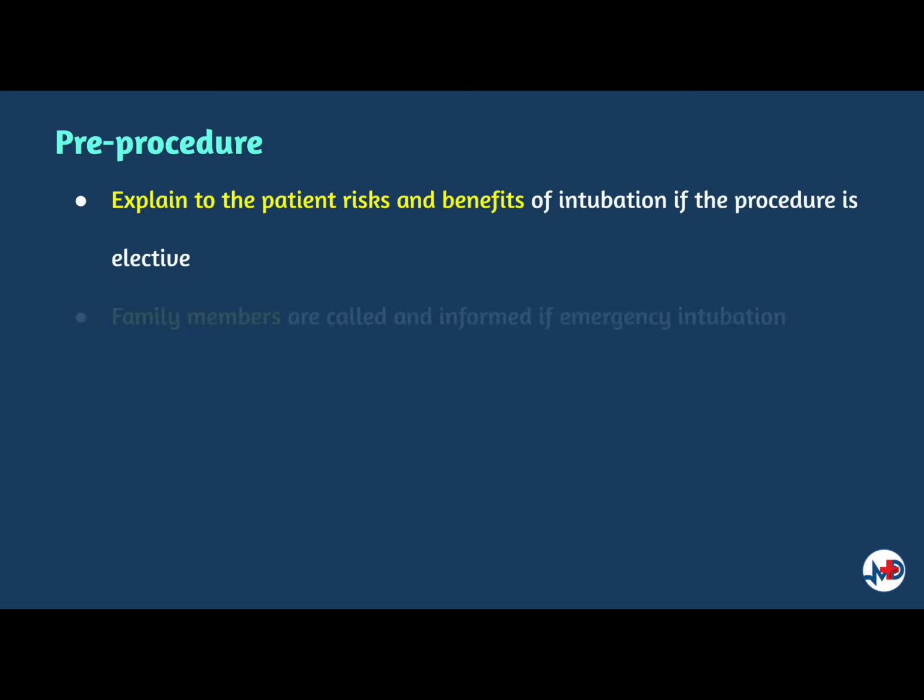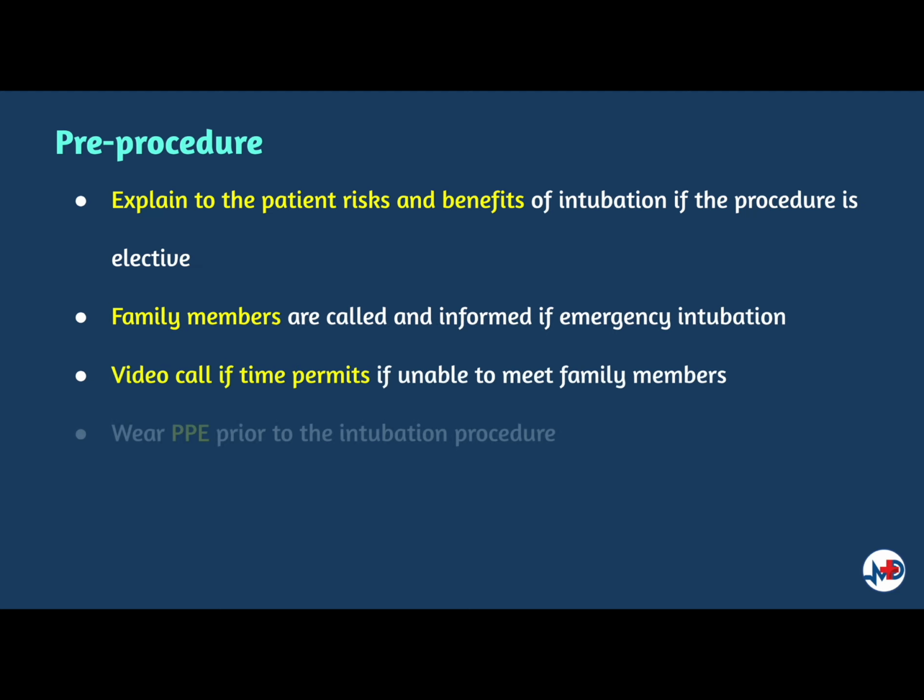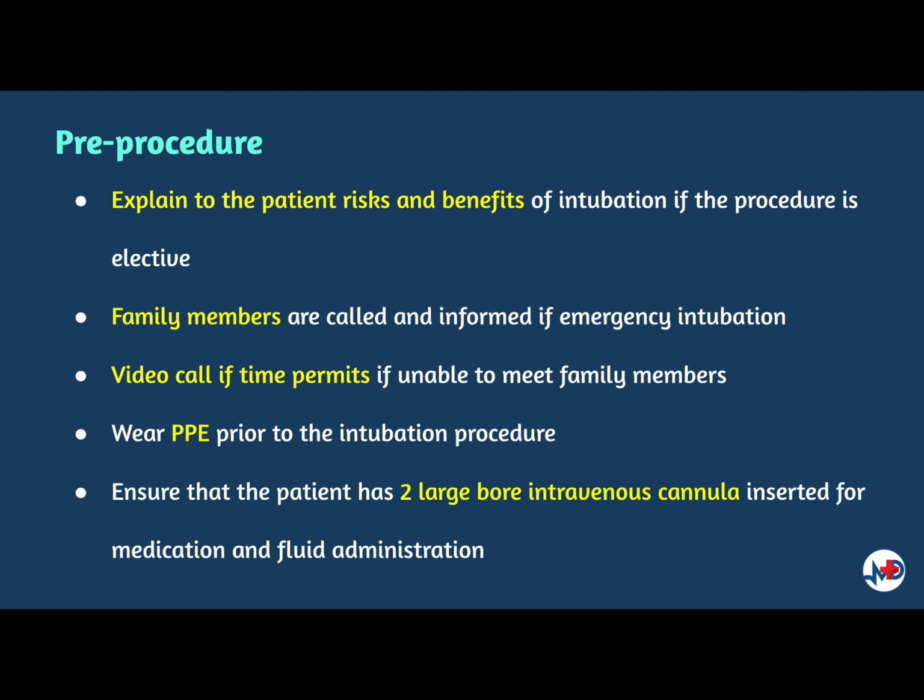Now let's take a look at what has to be done pre-procedure. First, explain to the patient the risks and the benefits of intubation if the procedure is elective. Otherwise, in an emergency situation, you may want to call the family members and the next of kin to explain and inform the procedure. Video calls, if time permits, if unable to meet the family members on time.